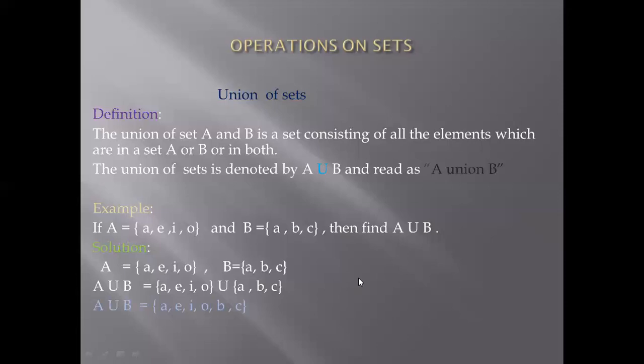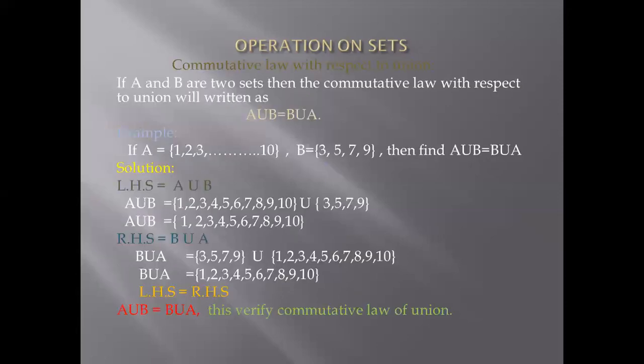Now we have the property regarding union. This is called the commutative property or commutative law with respect to union. In this we have two sides, left hand side and right hand side. We always find the solution of both sides, and in the end we prove that the answer is the same. Either we write A union B or B union A. If A and B are two sets, then the commutative law with respect to union is written as A union B is equal to B union A.